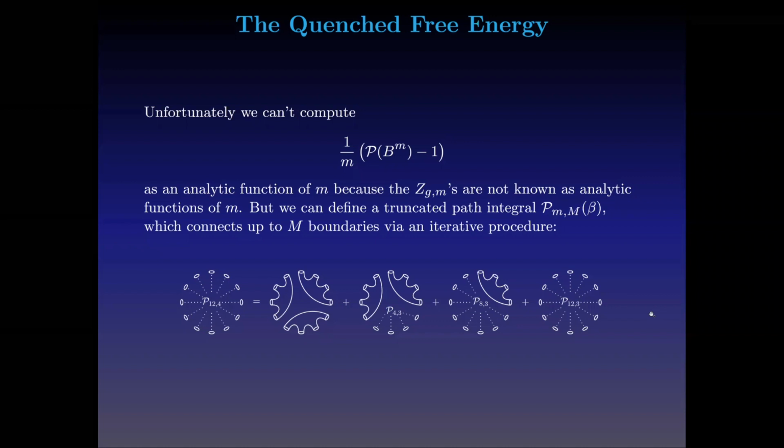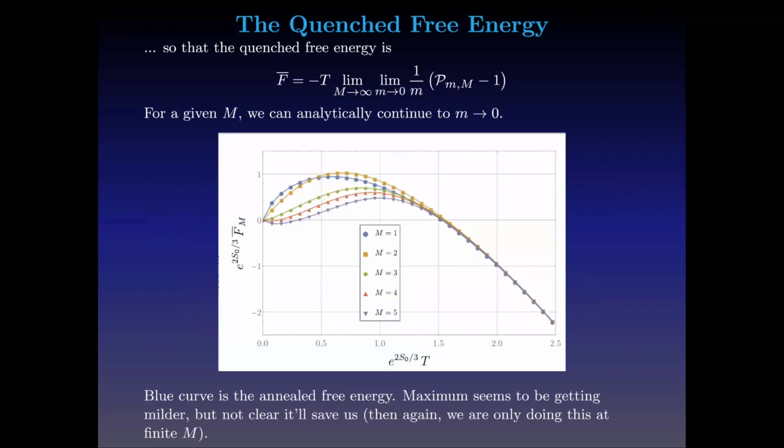So this means that at any finite m, we can actually do the calculation and ask what is the annealed free energy for some finite m. In particular, the quenched free energy is going to be given by the limit as capital M goes to infinity. Now, for a given fixed m, we can analytically continue to little m goes to 0, because we can actually compute this for a given value of capital M. And so here in this plot, we calculated the annealed free energy up to m equals 5. So it looks like the non-monotonicity in this region here is getting better. It looks like it might be getting mitigated as we go to progressively larger m. But it's not clear that it's going to save us as we take m to infinity. It might, but then again, it might not.